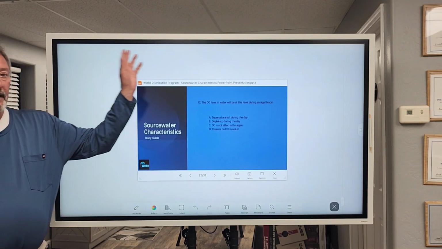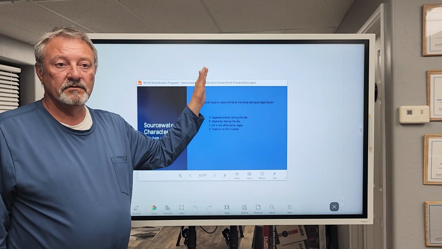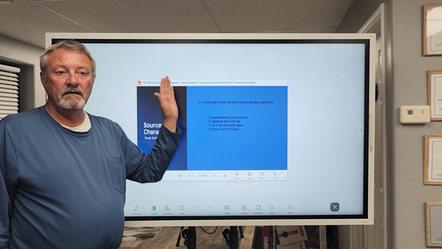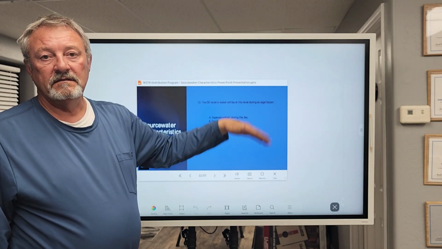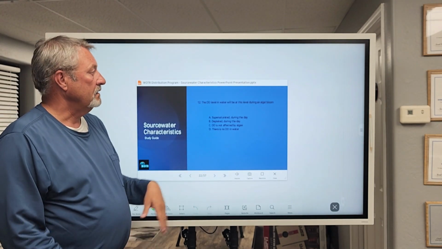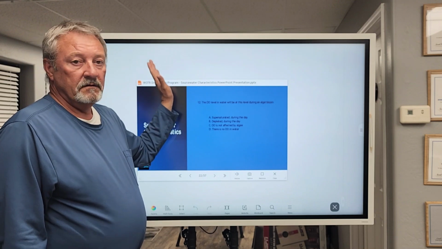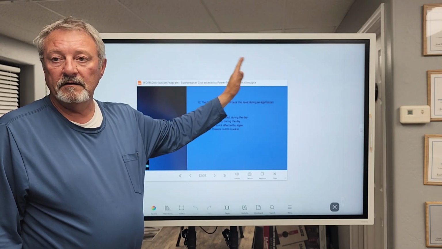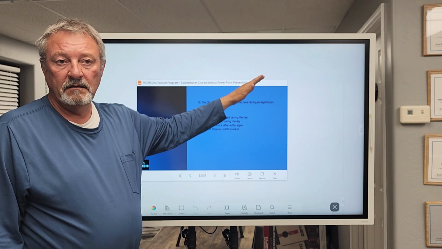If you remember the scale I had written up here, 0 to 14, 7 is neutral, 0 to 7 is on the acidic side, 7 to 14 is the alkaline side. So we would say on this side of the scale, it's more acid or acidic. On this side, it would be more alkaline or basic. Okay.